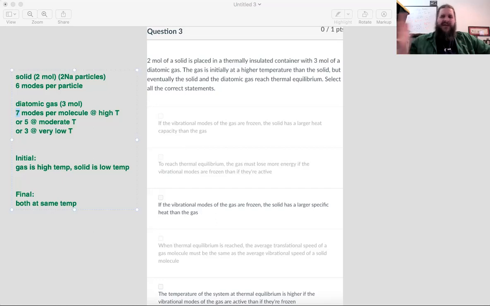But if you look at the gas as a whole, it's possible that maybe you're at some in-between temperature. Maybe some of the particles have 5 modes, some of the particles have 7 modes. So the average could be somewhere in between. Any one molecule has to have 3 or 5 or 7 in this case. But if there's a mix, then the average could be somewhere in between, including even non-whole numbers. You could have the average number of modes per particle be 5.73 or something like that.